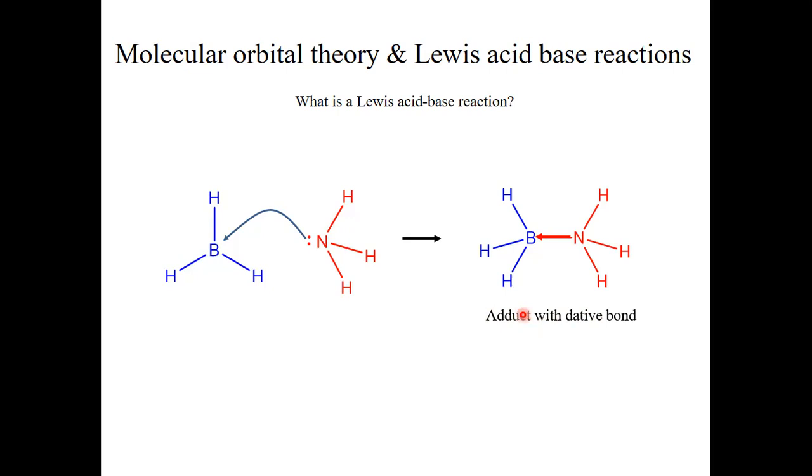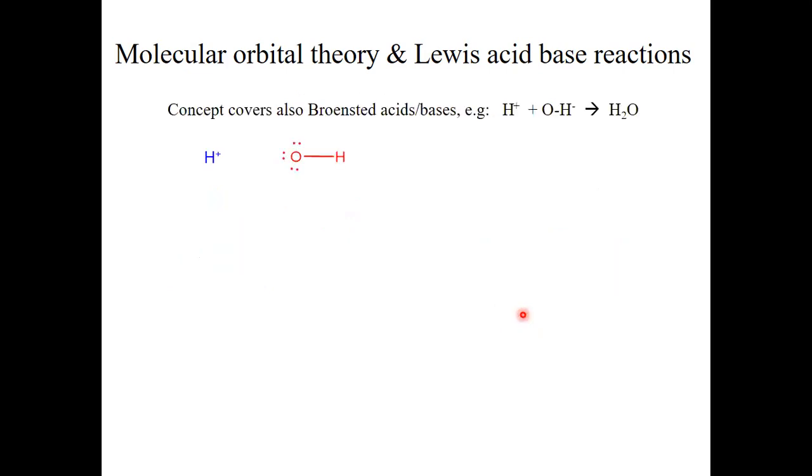So the Lewis acid base concept is very powerful. It's the most general acid base concept. It also includes Bronsted acids, Arrhenius acids and bases, and it can even explain ionic crystals in a way. So let us look at a few examples that shall illustrate this.